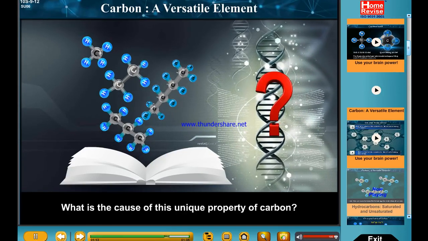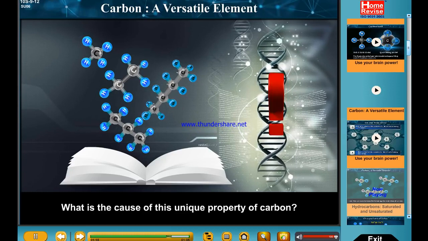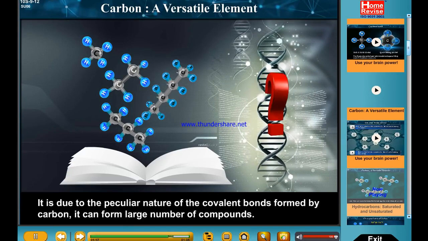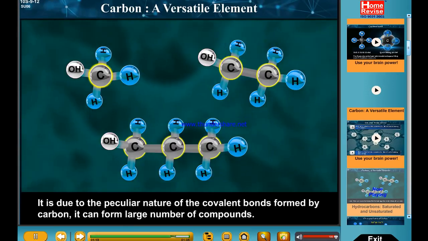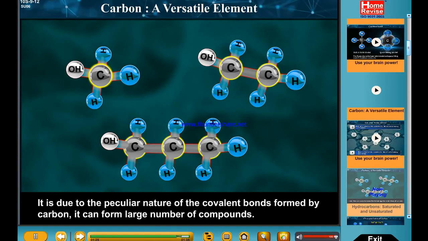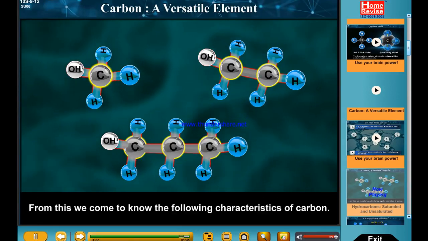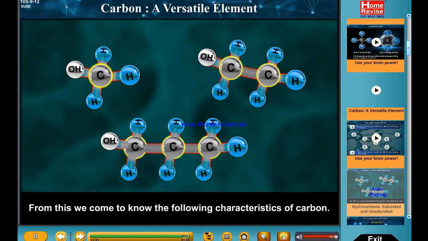What is the cause of this unique property of carbon? It is due to the peculiar nature of the covalent bonds formed by carbon. It can form a large number of compounds. From this, we come to know the following characteristics of carbon. Let's have a look.